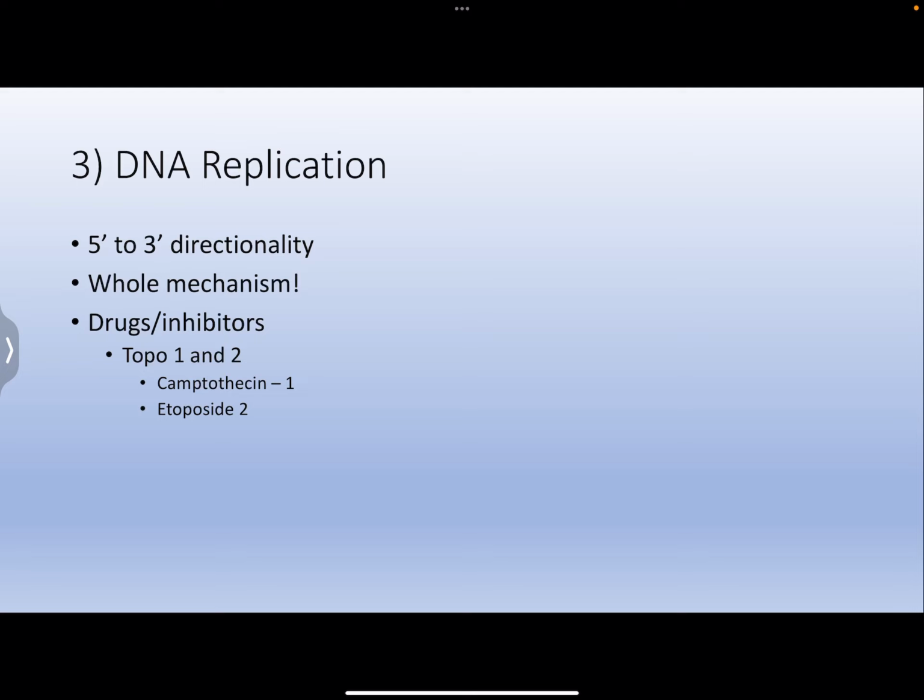DNA replication. All right, we're going to start off just really hammering home exactly what 5' and 3' mean, and a couple different things they can mean. We're going to go through the entire mechanism, and we're briefly going to talk about some drugs.